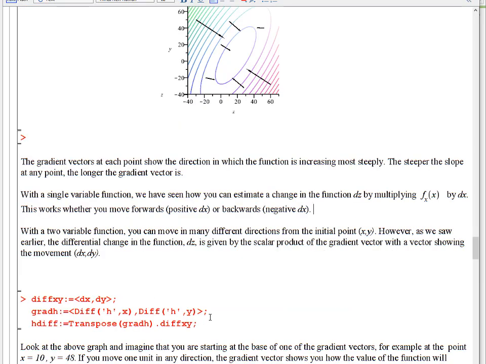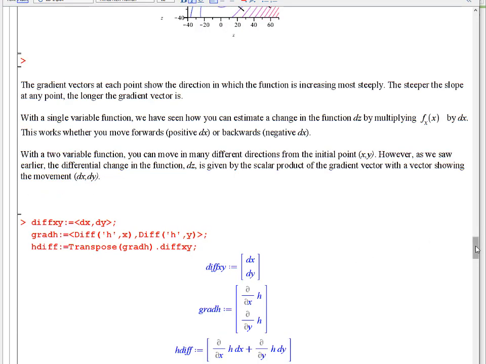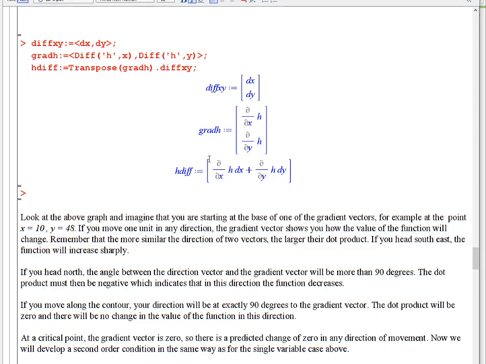Linear algebra helps us get around this a bit, because if we take the dot product of dx dy and this gradient vector, that gives us the change dz. So that's this equation we had before. This times this gives us this, which is our estimated change in the function dz.